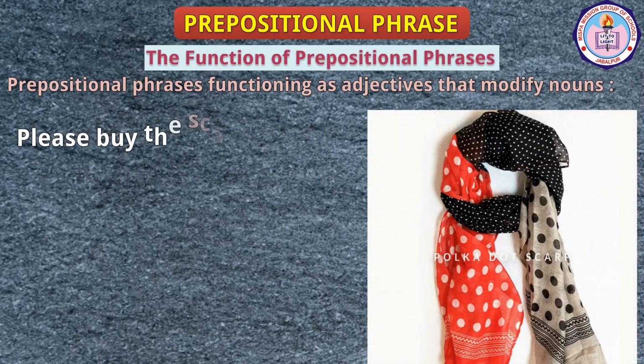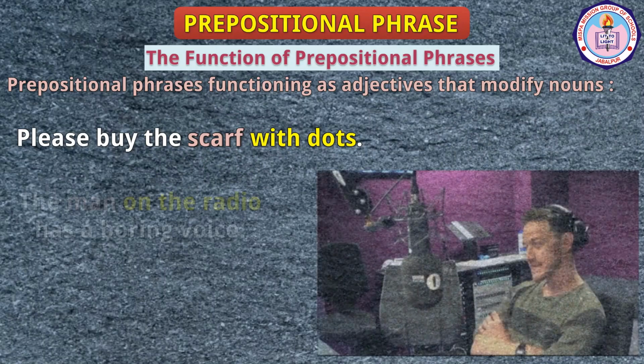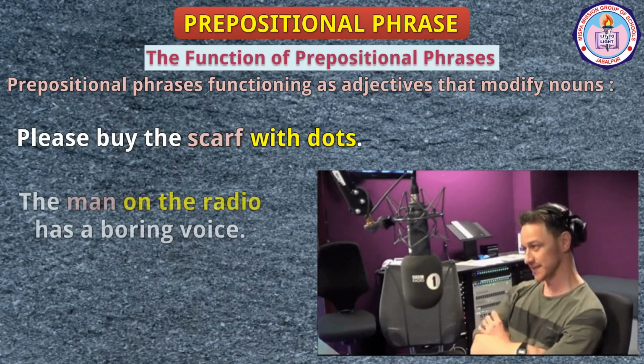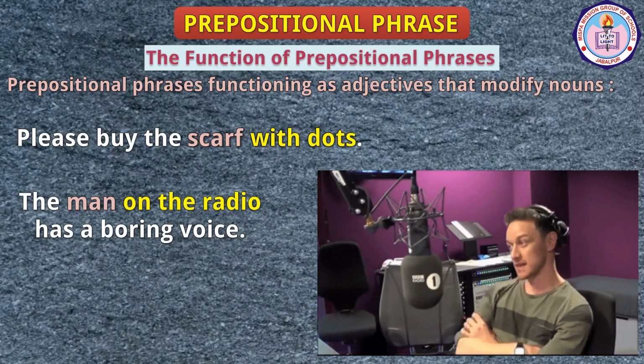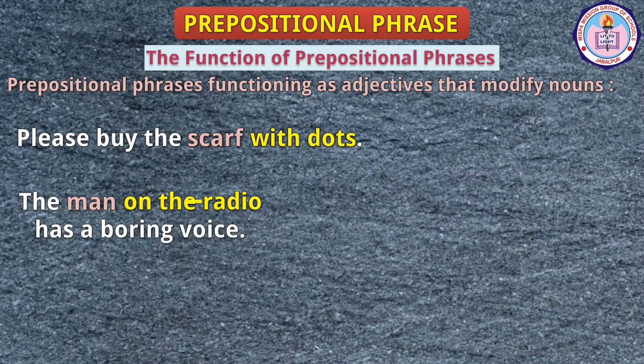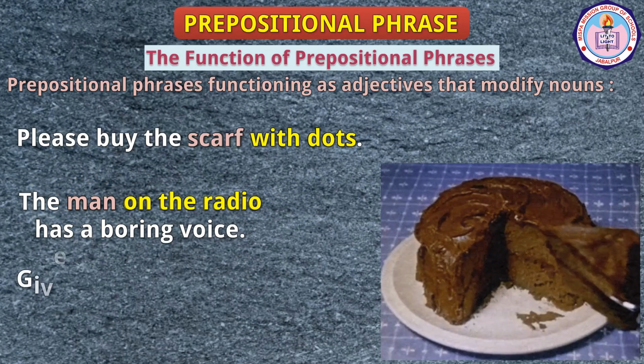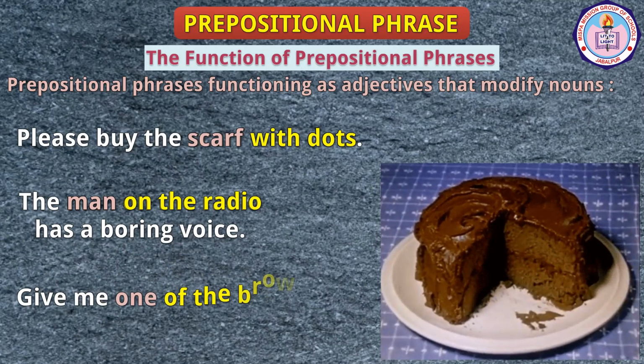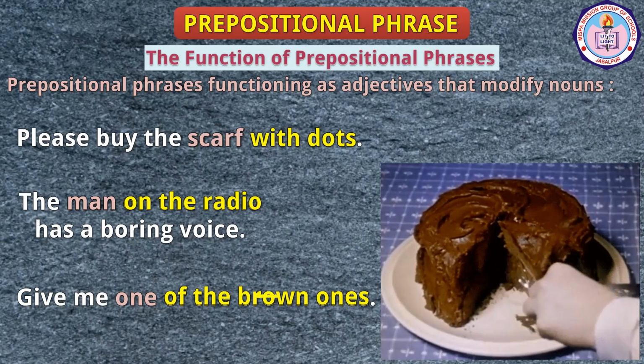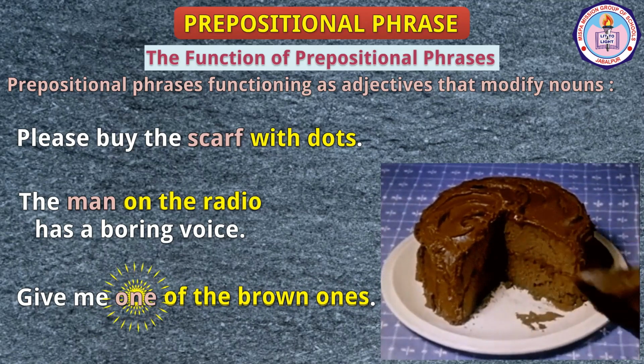Please buy the scarf with dots. The prepositional phrase with dots describes the noun scarf. The man on the radio has a boring voice. The prepositional phrase on the radio describes the noun man. Give me one of the brown ones. The prepositional phrase of the brown ones describes the pronoun one.